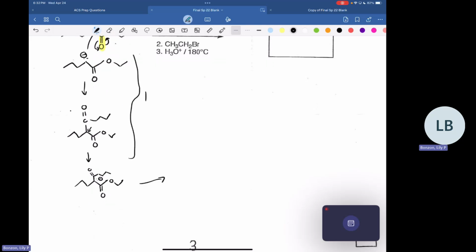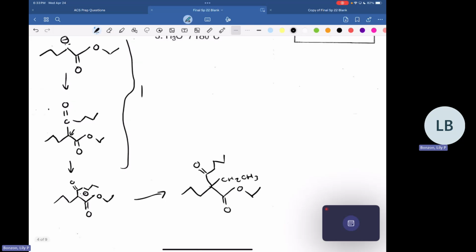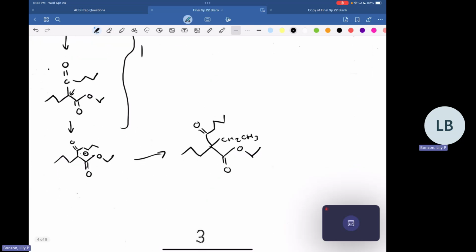And so that's just going to attach the CH2, CH3 onto where the deprotonated carbon is. We've got CH2, CH3. These ones are always wonky to draw, so I apologize. If you need me to clarify where things are, please just ask. So now I've got 1, 2, 3.